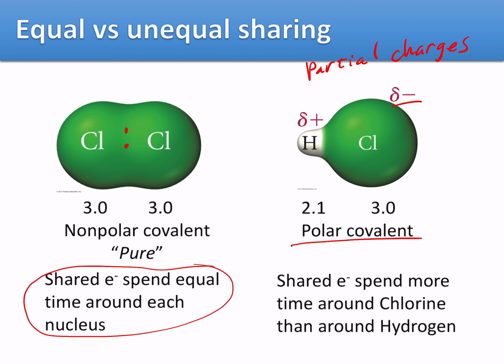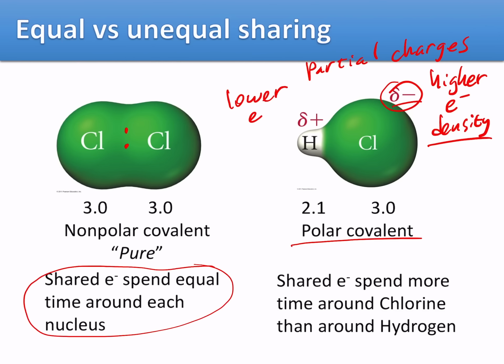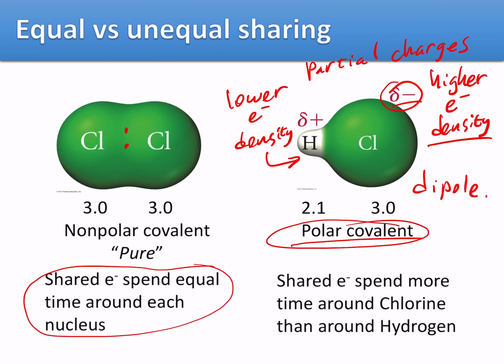It's a partial positive charge in the hydrogen and a partial negative charge in the chlorine. And what this really means is that this partial negative charge means there is a higher electron density around the chlorine atom. And of course, if there is a higher electron density around the chlorine atom, there is a lower electron density around hydrogen. Okay, you are forming here a partial positive charge and a partial negative charge, which originates a dipole. And because you have a dipole, you call this a polar covalent bond.